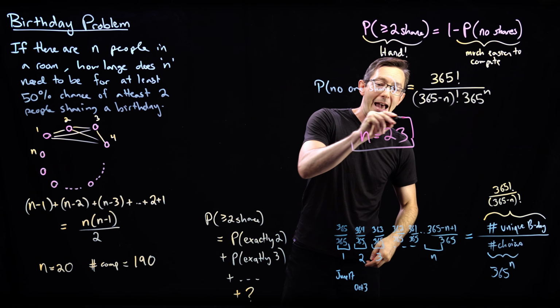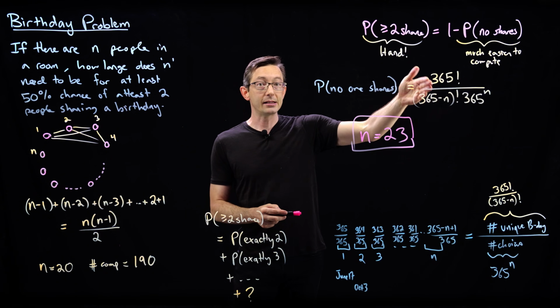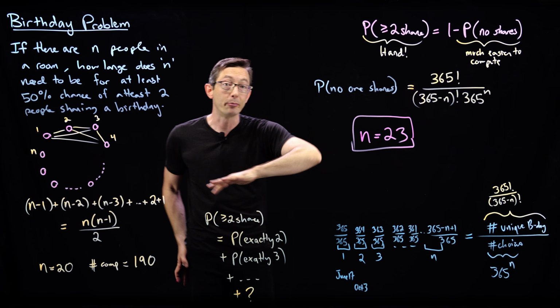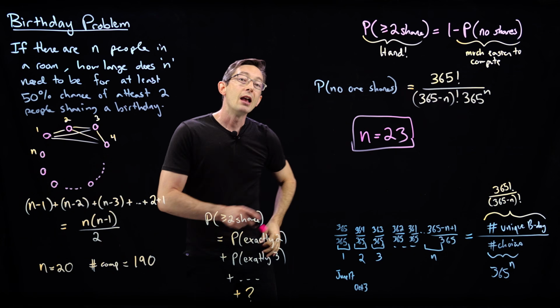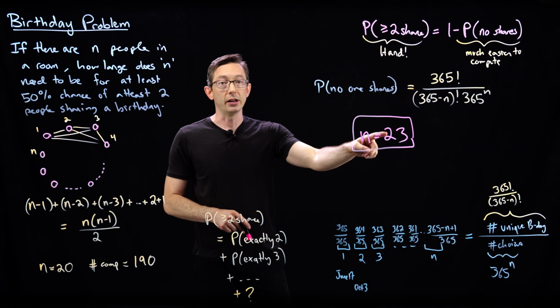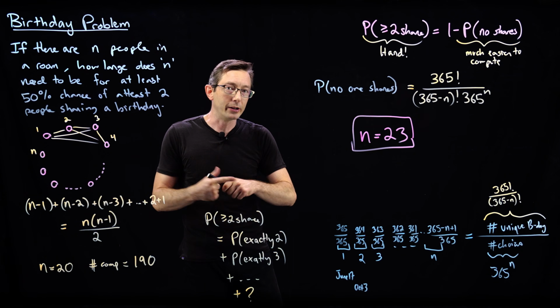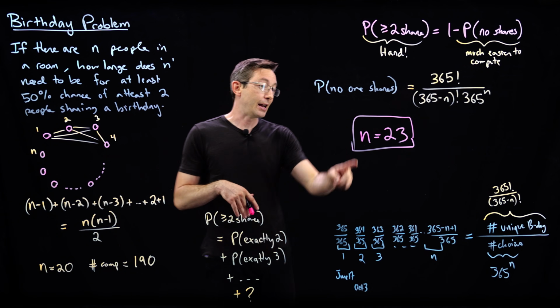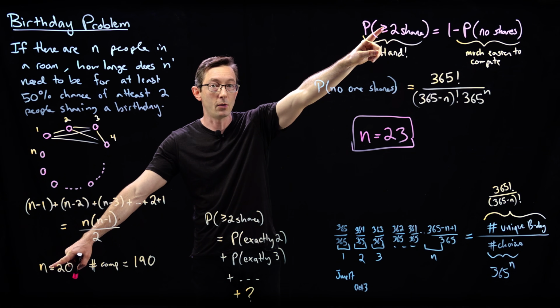So for n equals 23, this number drops below 0.5, meaning this number goes above 0.5. So this is the exact number. And you're going to write a for loop to compute this number for all of those n. You're going to plot that probability, and you're going to find that n equals 23 is where this crosses the 50% line. And so if you were going to turn in a homework assignment, I might ask you, what's the exact probability when n equals 20?